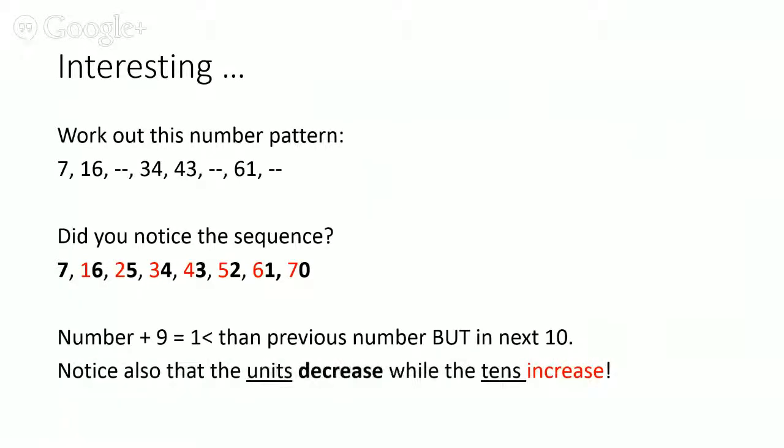Right, so it's the number plus 9 equals 1 less than the previous number, but in the next 10. So 7 up to 17, but 1 less would be 16, right? Plus 10 is 26, minus 1, 25. Plus 10, 35, minus 1, 34, and so on and so on. Just shows you an interesting pattern, and you can try it with any set of numbers you like.